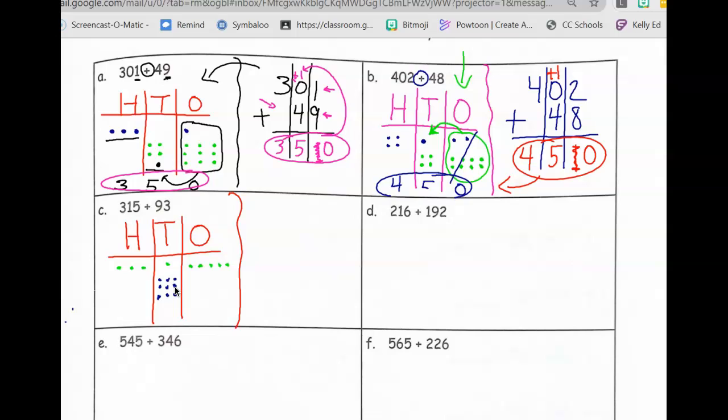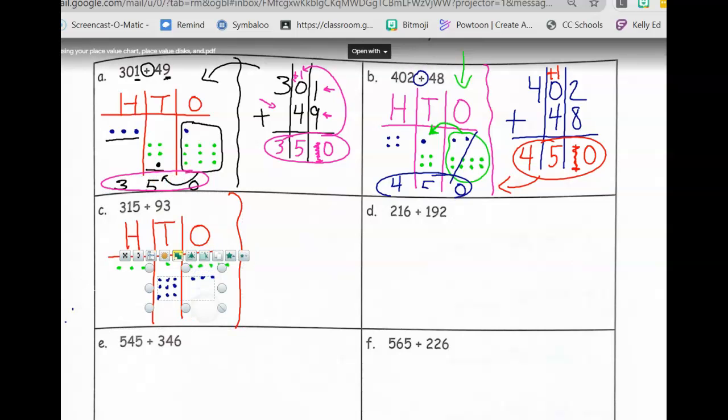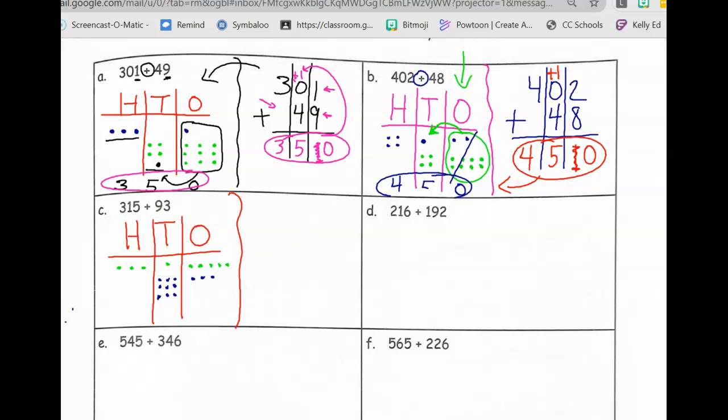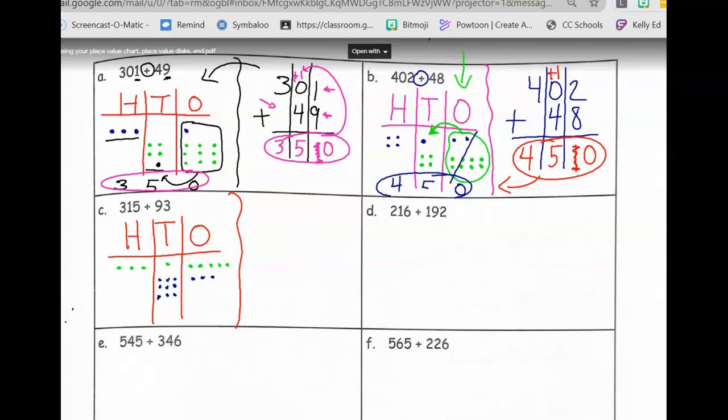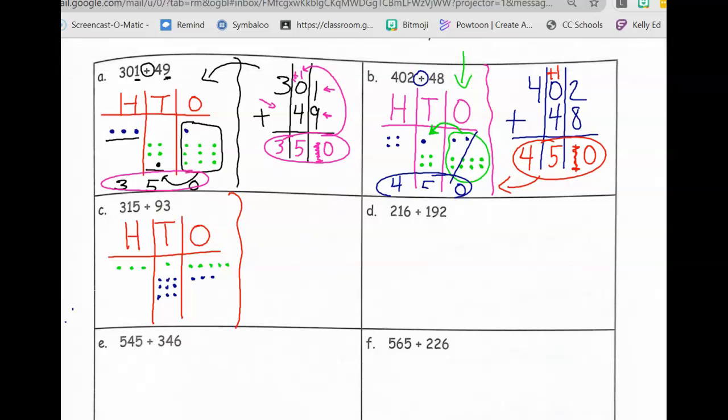There we go, 93. So next, let's count up what we have and see if we have anything that has 10 that needs to be bundled. So I see 5 and I see 3. It does not need to be bundled in the ones place, but I see 9 and 1 in the tens place. So we're going to bundle that one.